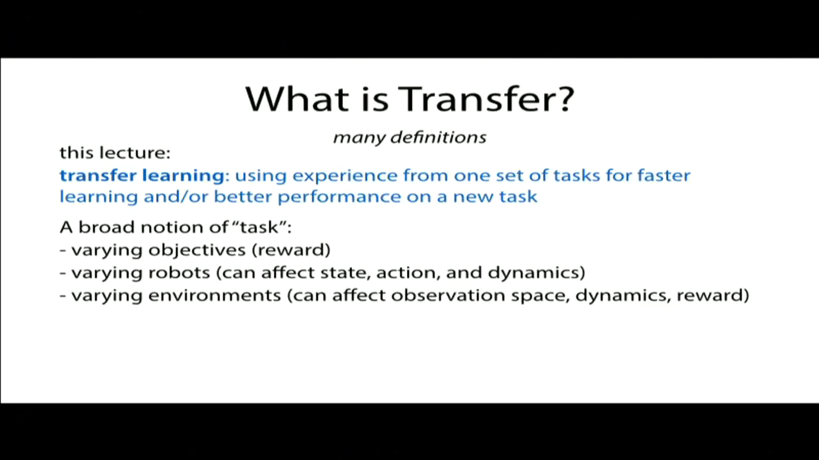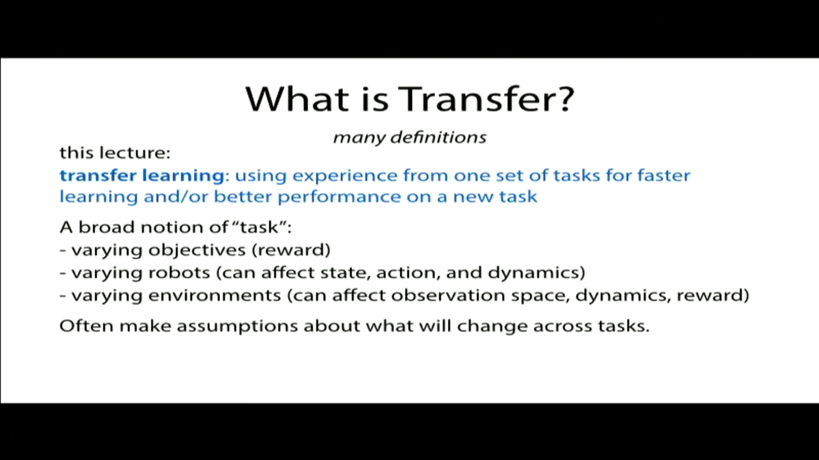And also, a task might refer to the environment. So we might want to be able to learn in some environments and then transfer what we learned in those environments to learning in a new environment. And of course, this can affect the observation space, the dynamics, and the reward. So effectively, we're trying to transfer knowledge learned in some set of MDPs to a new MDP that we haven't seen before. Does that make sense? Any questions? OK.